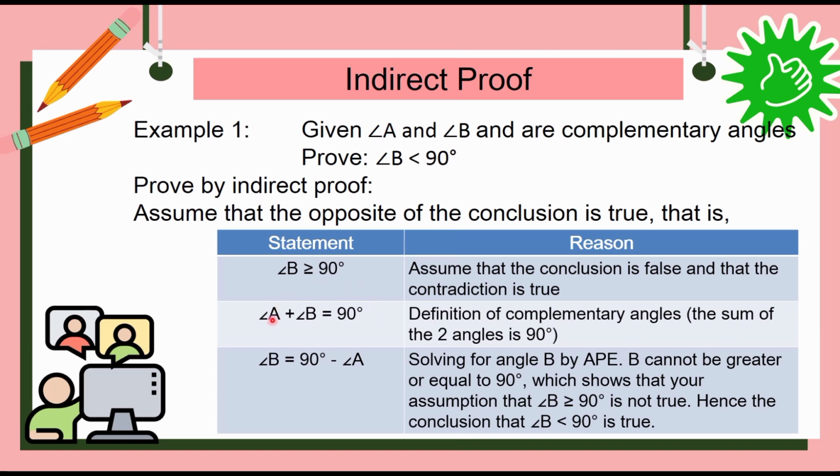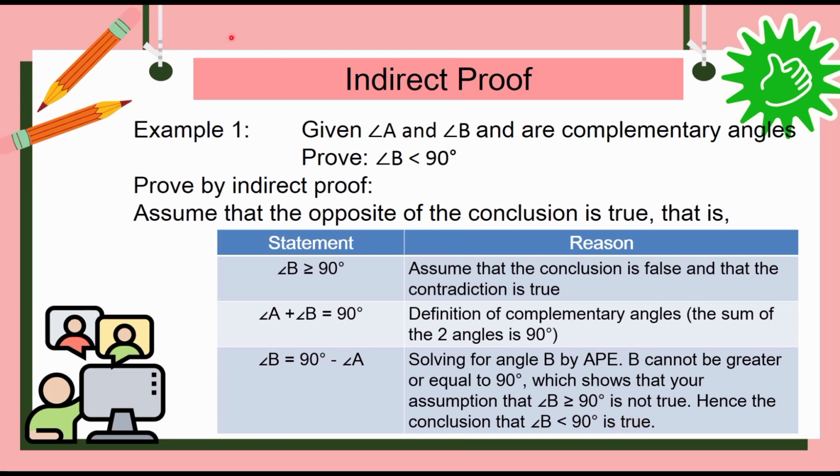Minus angle A. So, reason: solving for angle B by addition property of equality, B cannot be greater than or equal to 90 degrees. Which shows that your assumption that angle B is greater than or equal to 90 degrees is not true. Hence, the conclusion that angle B is less than 90 degrees is true. So, that is proving by indirect proof.